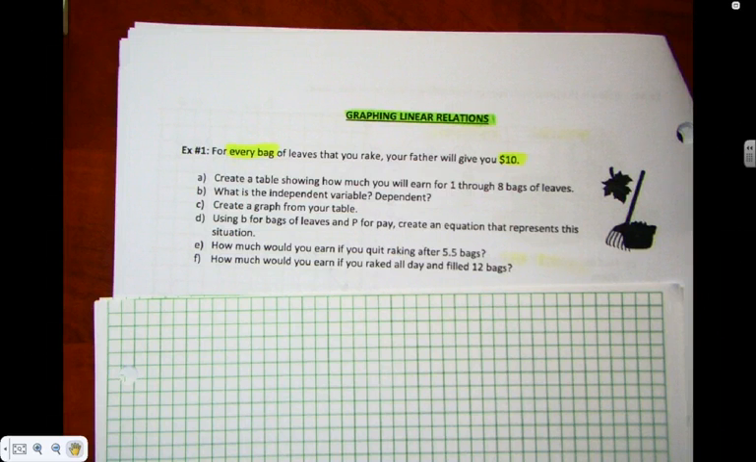Pay you? No. That's all we care. We care for every single bag is $10. We don't care what's in the bag.